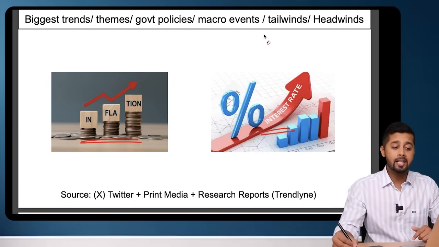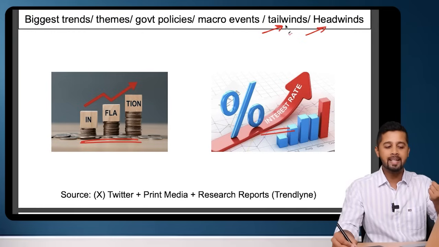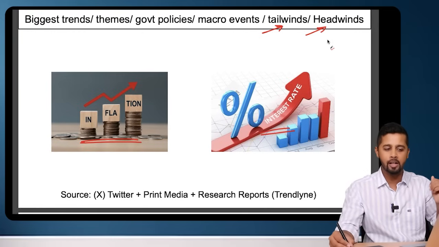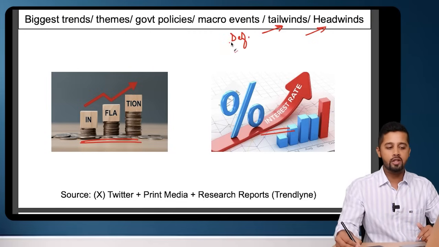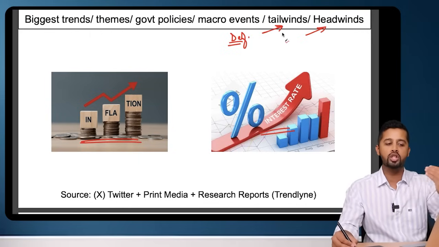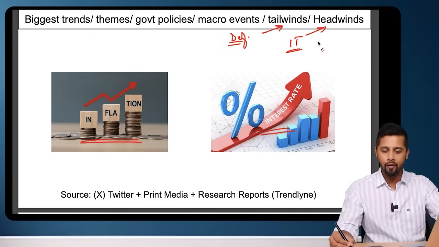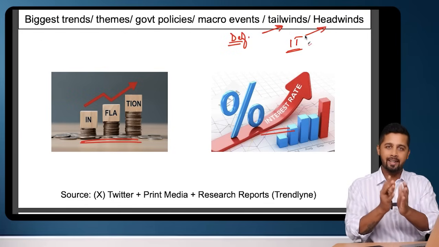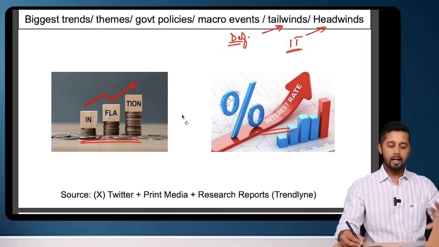Then another interesting aspect is to keep a look at tailwinds and headwinds. For example, tailwind basically means sectors that have a positive push because of external factors, and headwinds have a negative influence. A tailwind example is your defense sector. Of course, the Indian government has created a huge tailwind for the defense industry. Headwinds, if you ask me, IT is facing a headwind today because of the slowdown in the US, right? So it's important to identify which sectors are facing tailwinds and which sectors are facing headwinds.